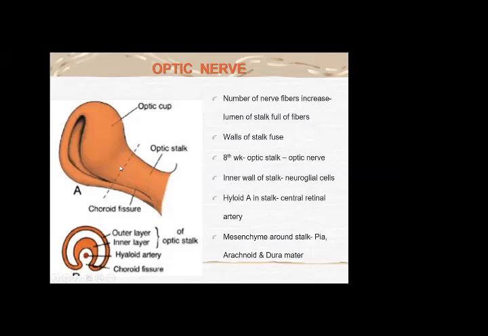I told you that the hyaloid artery in this proximal part persists as the central artery of the retina, but in the optic cup the hyaloid artery degenerates. Okay, so now you know why the optic nerve has the central artery of the retina running through it.